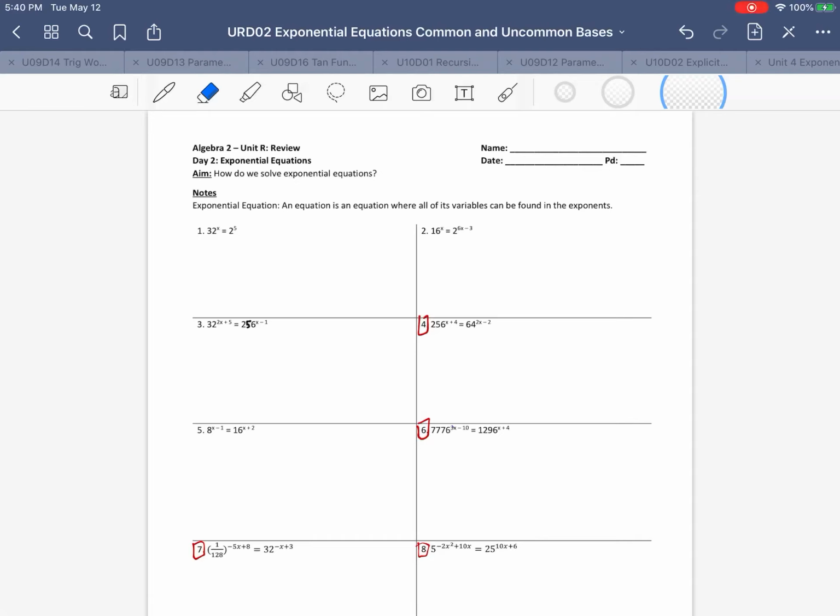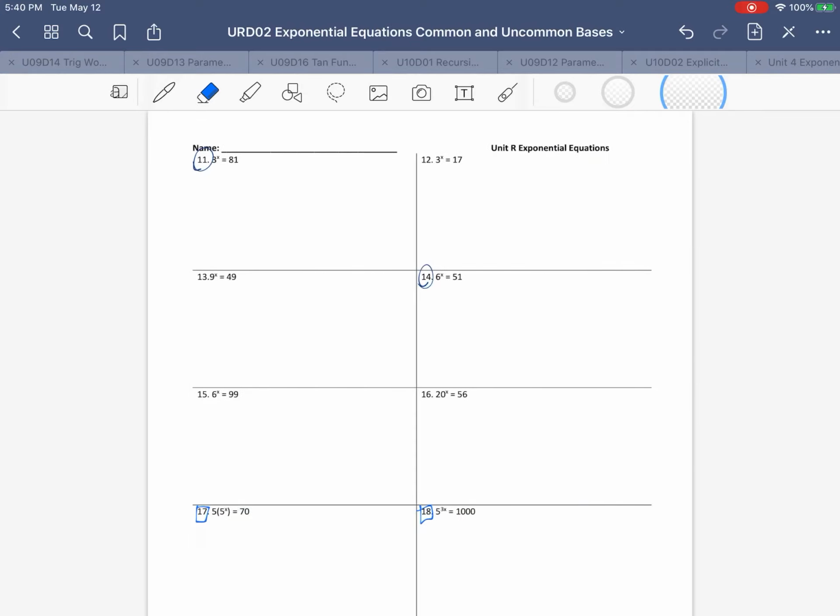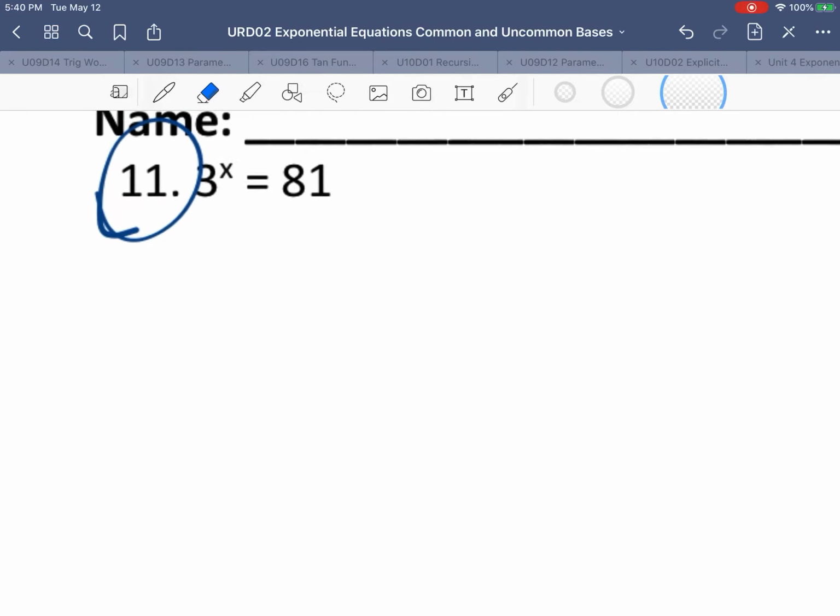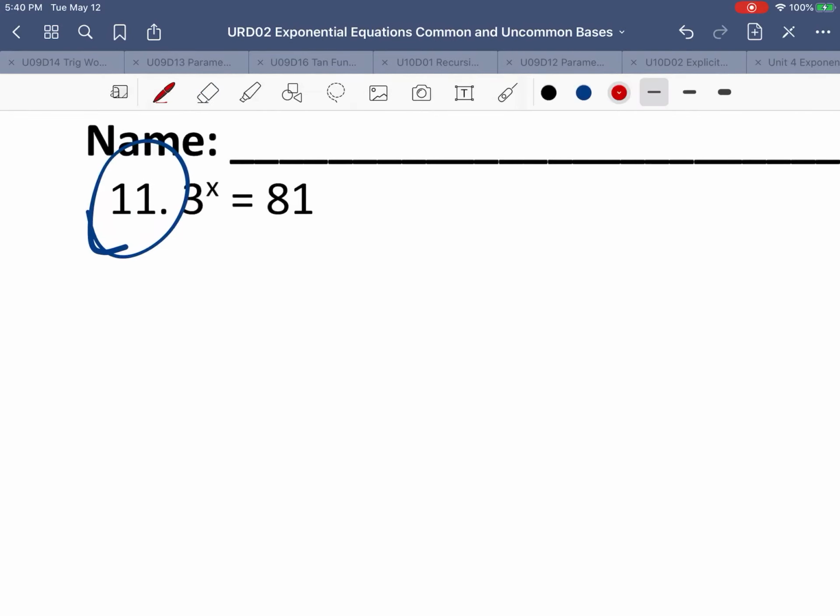So today we're going to branch out from what we started doing yesterday into finding exponents where there are common bases. Yesterday we were doing uncommon bases, so I'm actually going to start there. I'm going to start on problem 11. In this case, this should look similar to the problems we were doing yesterday.